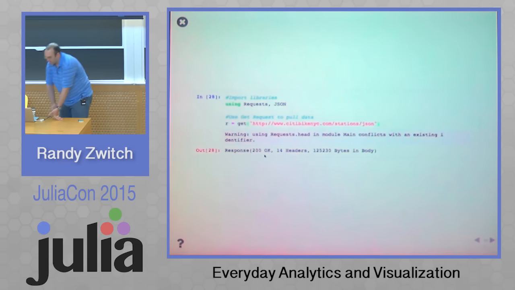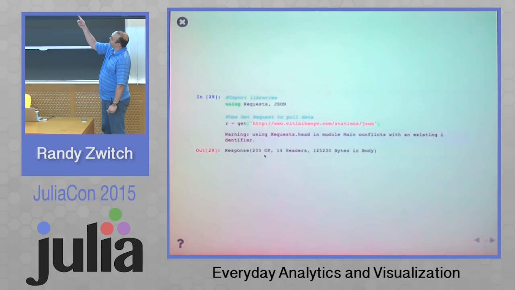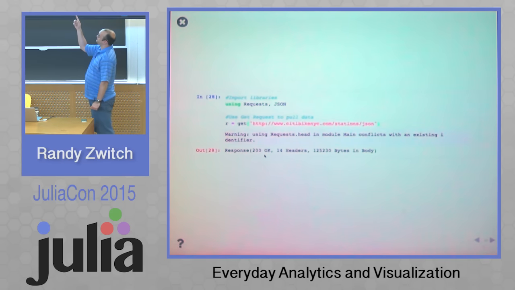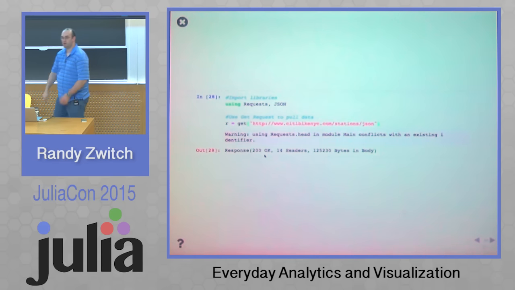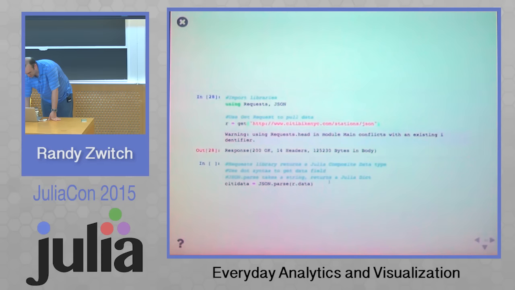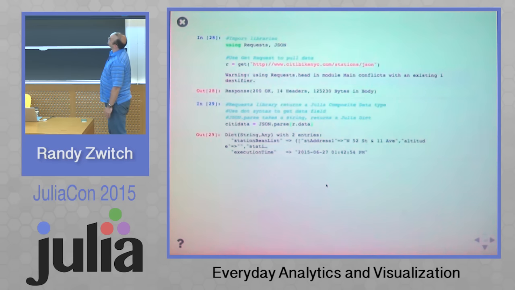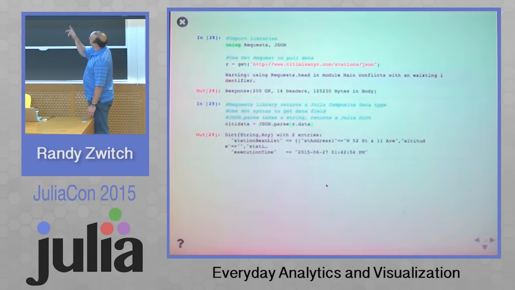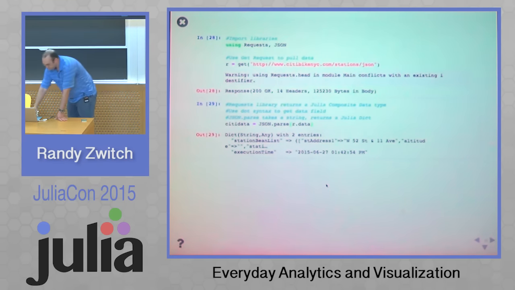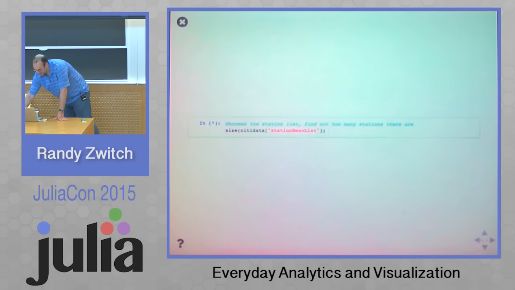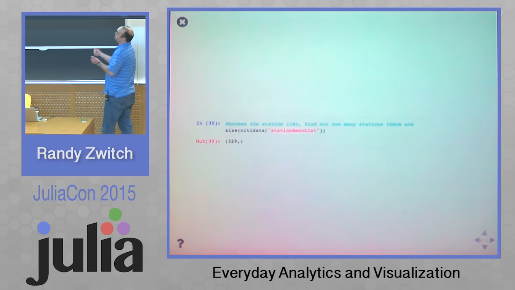As part of the request library, it returns a response object. In this case, the response code of 200 means we had a successful request. So we did receive some message from the API. And when we use the JSON package to parse the data, we can see that their JSON can be represented in Julia using the dictionary type with two entries. There's the execution time, which isn't really that helpful. And then there's the station list that has all of the data in it. If we want to find out how many stations there are, we can use the size function. So there's 329.